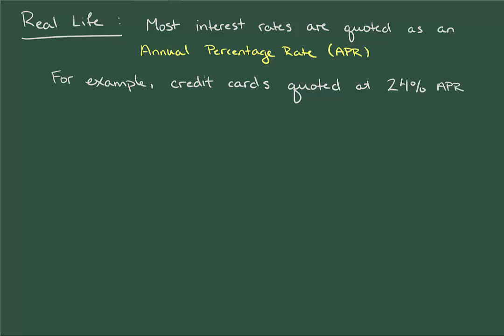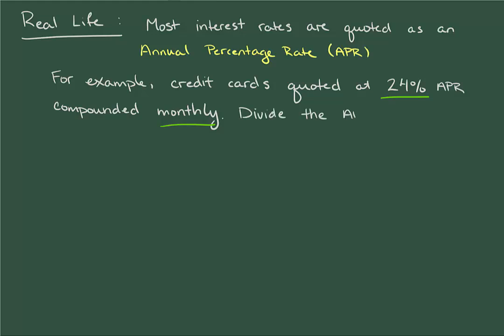So, for example, credit cards are often quoted at about 24% APR compounded monthly. And this is a fairly realistic example. Now, there are two numbers that matter when you're trying to figure out what APR means. One is the rate, and the other is the compounding frequency. So in this case, our rate is 24%, and the frequency is monthly.